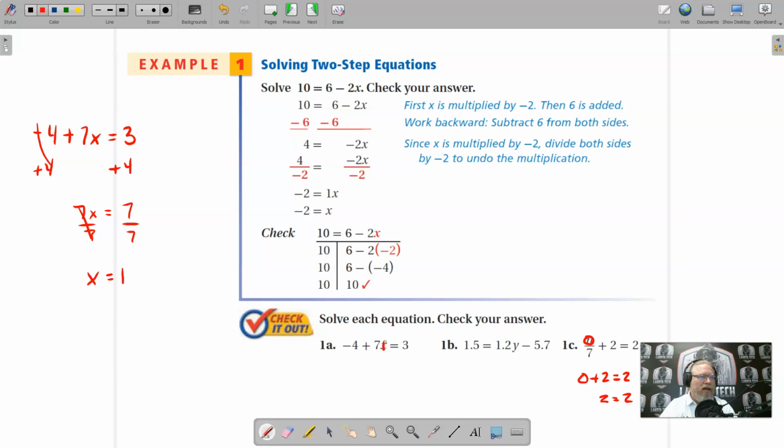Let's go ahead and plug that in. 1. So 7 times 1 is 7. Bring down the negative 4 and the plus sign. Equals 3. Negative 4 plus 7.